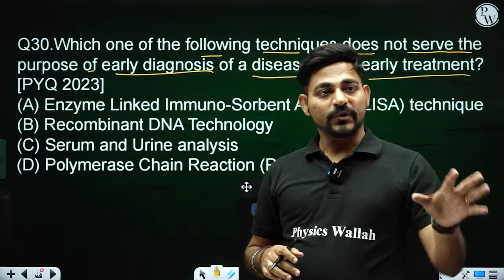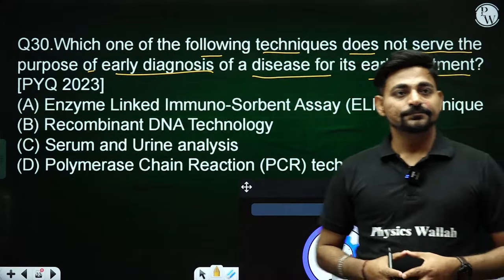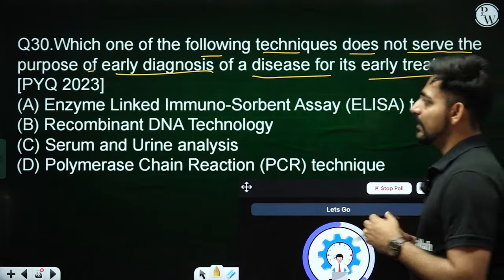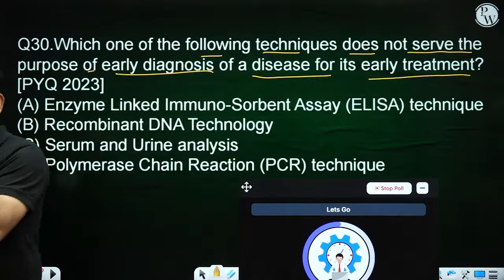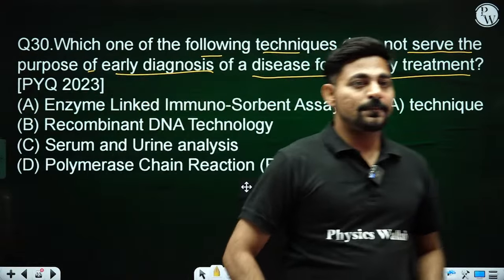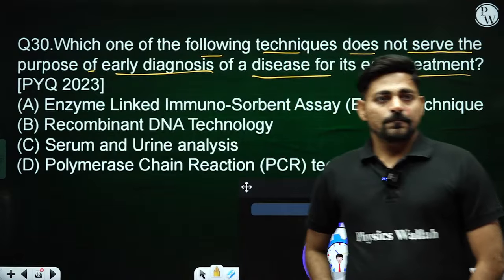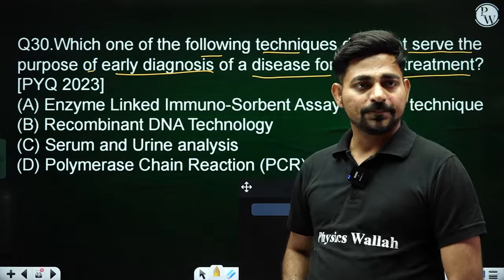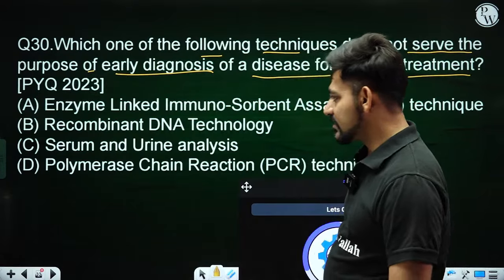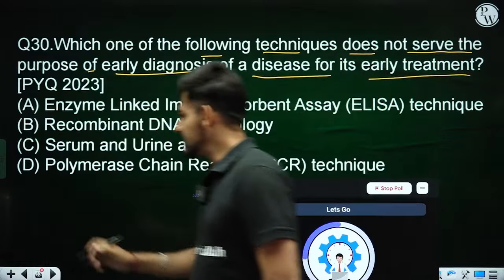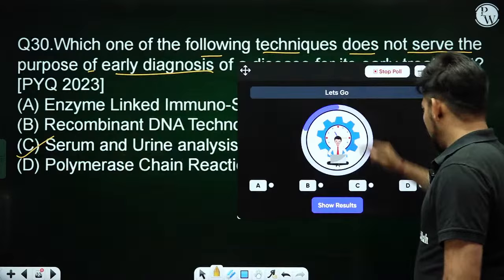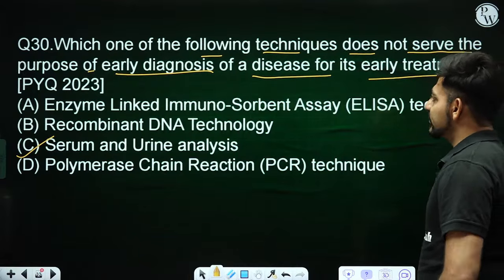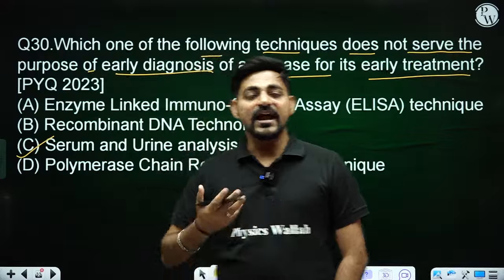Yes, we call those potent cells as stem cells. Okay. So this question is from biotechnology and its application chapter. Ritika has got one answer, and the answer is serum and urine analysis. Yes. So serum and urine analysis is one of the conventional techniques to diagnose disease, but it takes time.